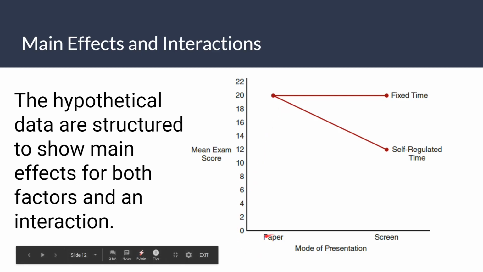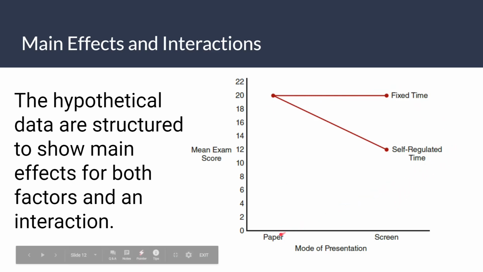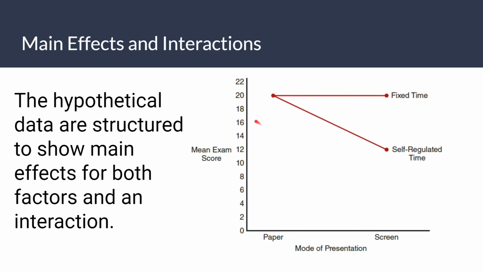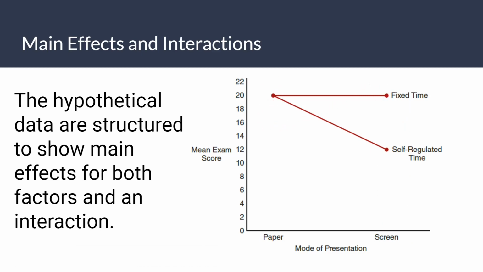So basically, it's saying that if you are reading your materials on paper, then there's no noticeable difference between fixed time and self-regulated time. But when you transfer to on-screen reading, those who use fixed time don't differ that much compared to those who use paper, but those who are self-regulated and at the same time use screen reading are going to have a very low score in comparison to other conditions. That's the basics of interpreting interaction plots by using charts.